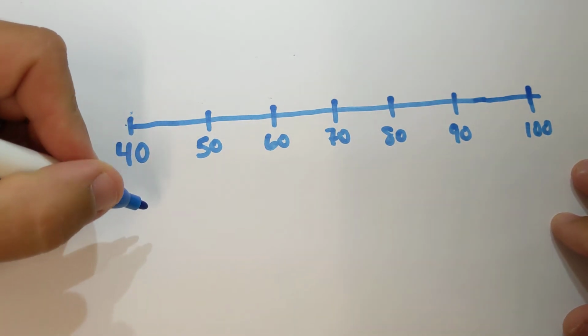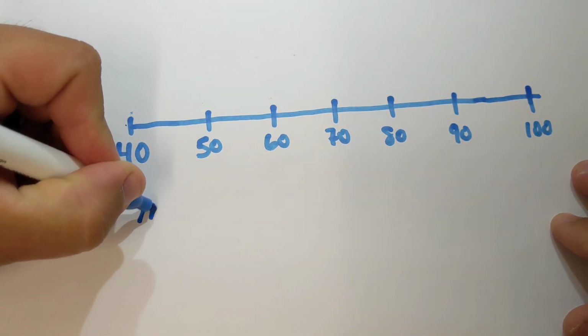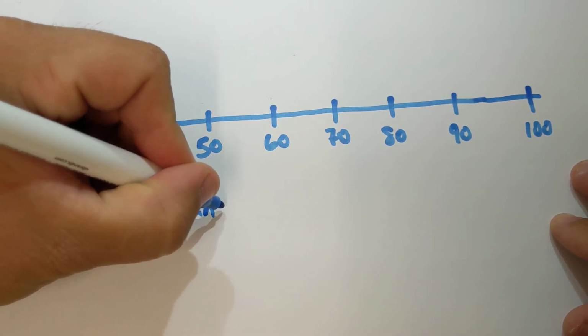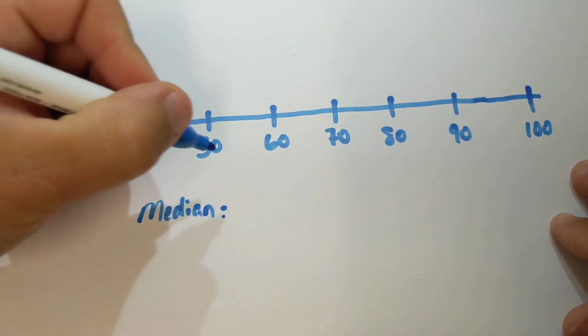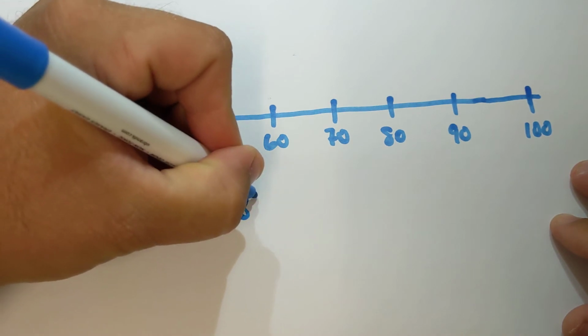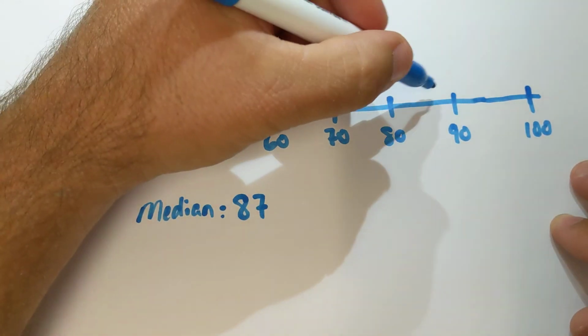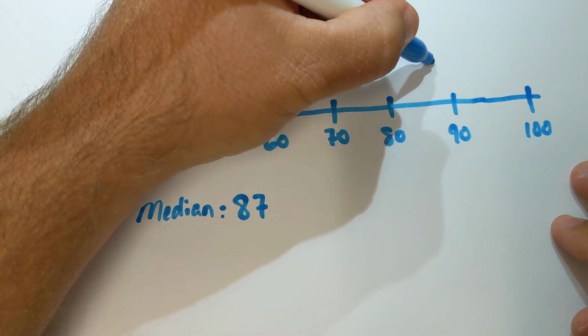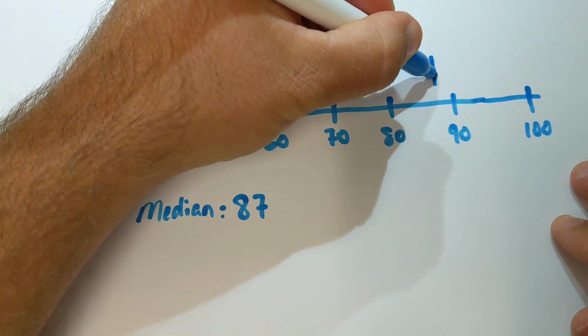The first thing that I found out was our median. Our median, if you remember, was 87. So I'm going to come in here. That's about halfway, so I'm going to go just a little bit further over. This is going to be about 87 right here.